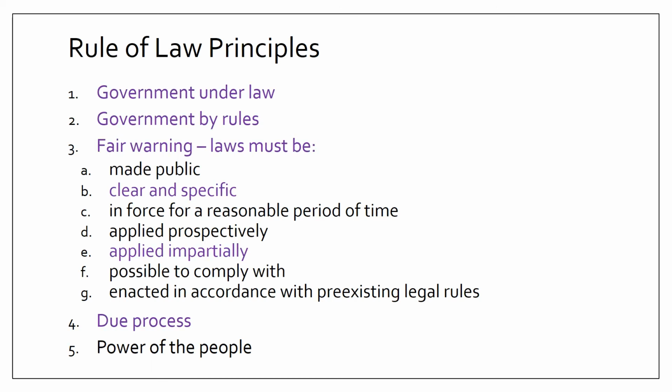First is the idea of government under law, the idea that no one is above the law. Even the highest public official in the land, the President of the United States, can be held accountable. Second, we have a government by rules. As we saw in the Constitution, we lay out what crimes one may be impeached for and how the impeachment process is to take place and what it takes to convict and what the punishment will be. So the rules are laid out.